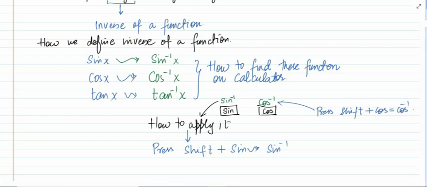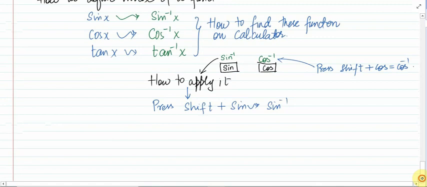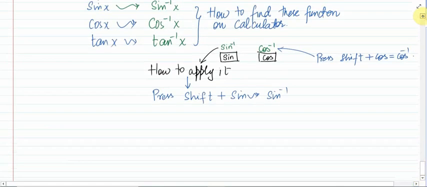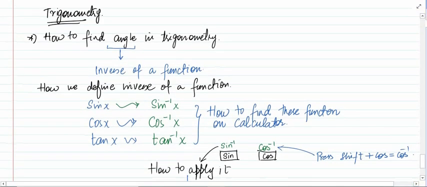Now the question arises, why we use inverse? So the answer is to find the angle. The question arises, how we use the function? So the answer is you need to press the shift button and then you need to press the relevant button. By relevant I meant sine, cos or tan. Right? So let's take an example. I hope that all of you had noted down in your copies. That is a very important lecture and this is very important.